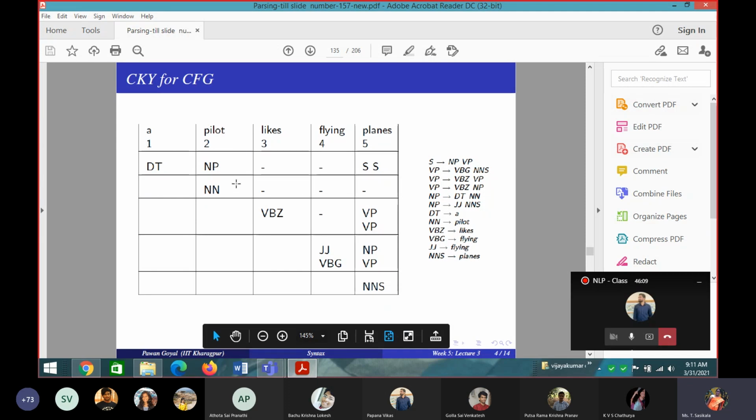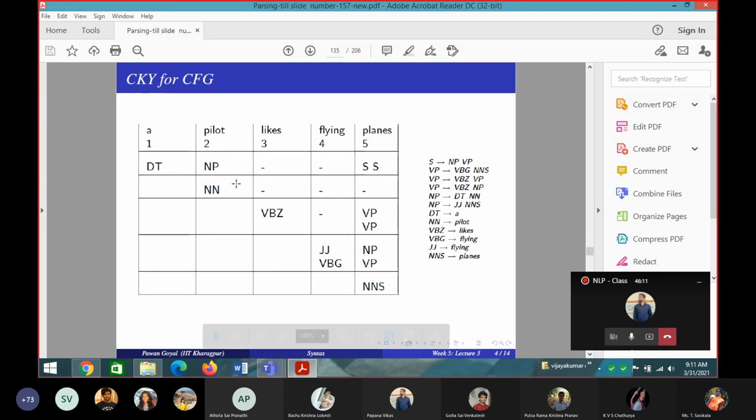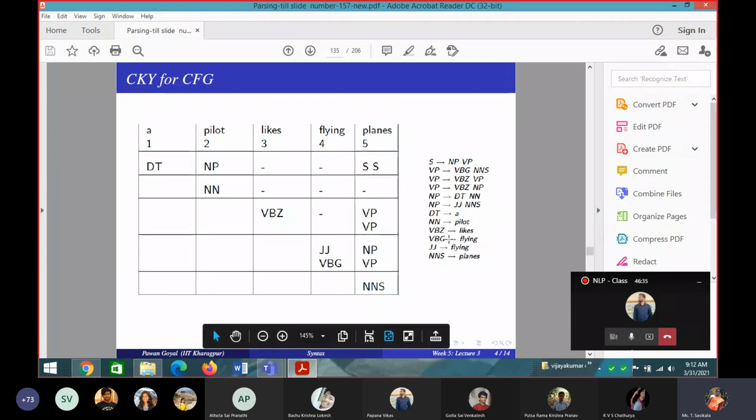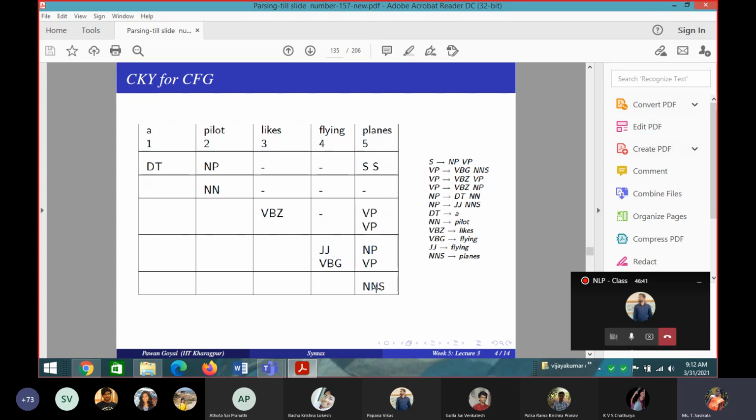Okay. Second one, pilot. NN. Then the third one, likes, VBZ. Similarly for the fourth word, here JJ and VBG. For flying, I have two tags, JJ and VBG, so I have written both here, and the last one is NNS for planes. So I have finished the diagonal part.